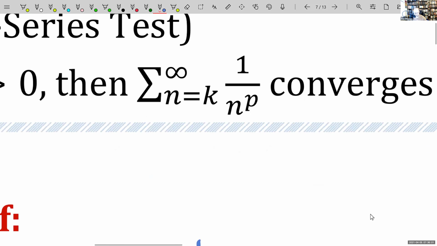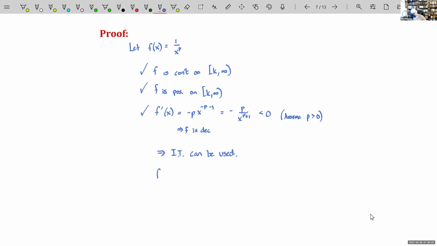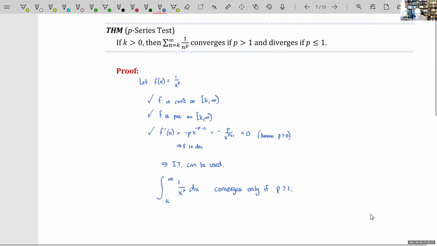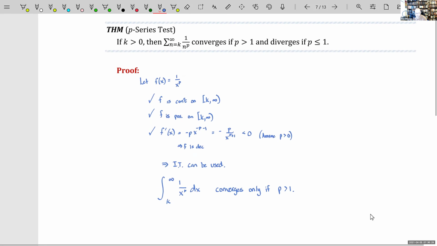Well, this is going to be super nice, because if you use the integral test, now you're looking at the integral from k to infinity of 1 over x to the p dx. And this converges only if the power is strictly greater than 1. Boom, we're done. So that tells us that our series will only converge if the power p is greater than 1.